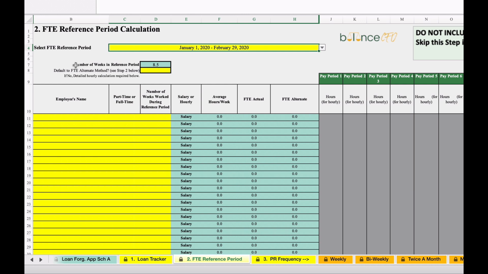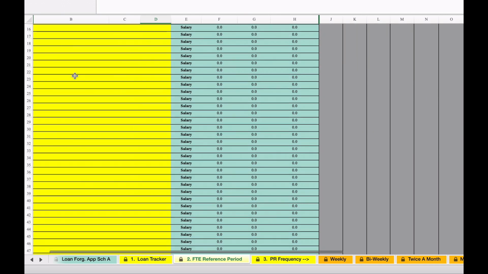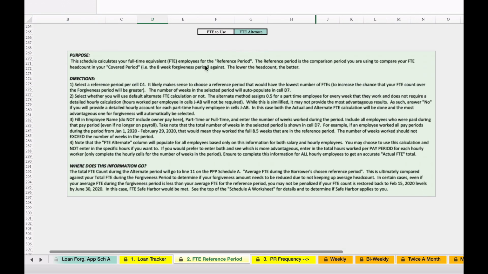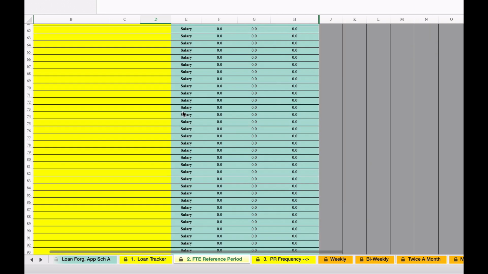Here's what's going to happen: it's going to automatically populate the number of weeks in the reference period. It's about 8.5 weeks. It gets a little confusing because that specific period isn't an exact number of weeks, so we put 8.5 to average it out. Now we're going to determine whether we want to default to the FTE alternate method or not. And on all of these tabs, if you're confused, you can always watch back, but down here we're always going to have instructions in this green box.